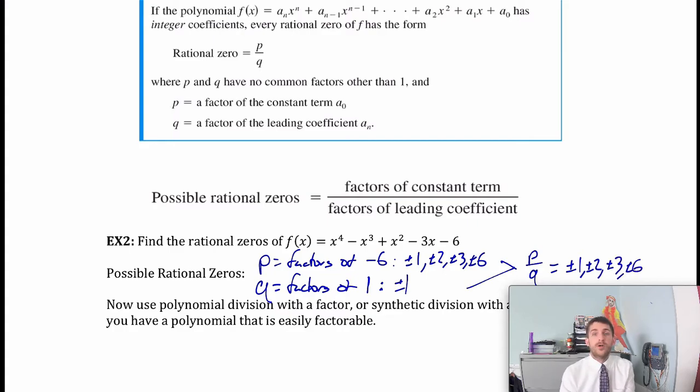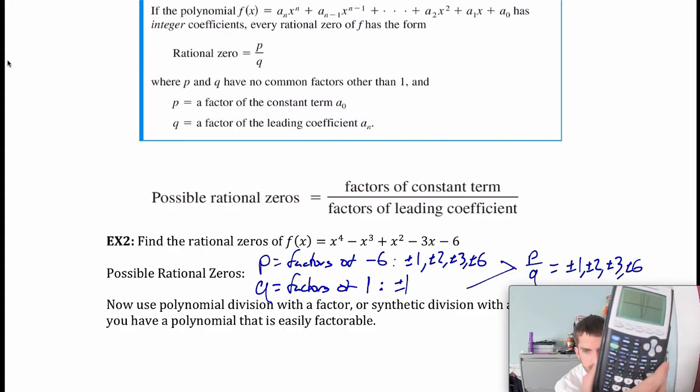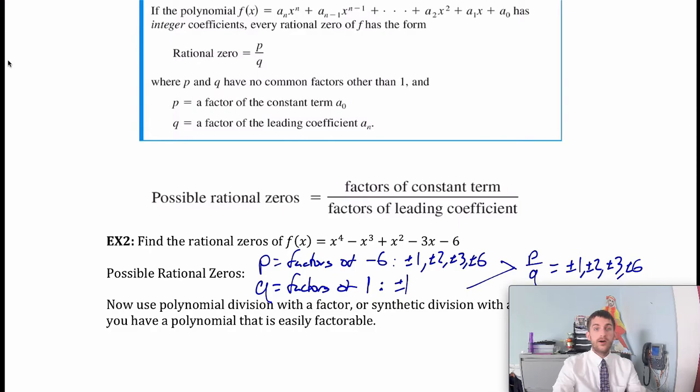For these purposes, what I would encourage you to do is graph it on a graphing calculator to know where to start. If I were to graph this, it looks a little something like this. If you graph it on the graphing calculator, you can see it's got two places that look like zeros, one of which is at x equals 2, and the other at x equals negative 1. So let's try out x equals 2.